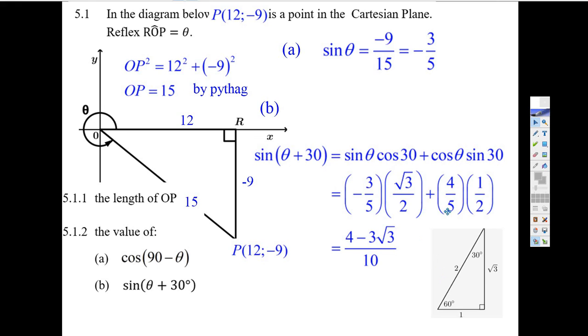Now I just multiply it out. 5 times 2 is 10 on the bottom. Minus 3 times root 3 is minus 3 root 3, and there's 4 times 1 is 4. There's your final answer: 4 minus 3 root 3 over 10. Well, I think that's pretty good for the first part.